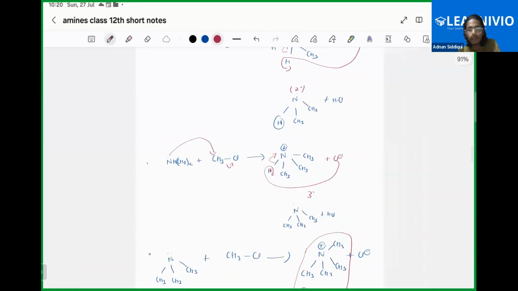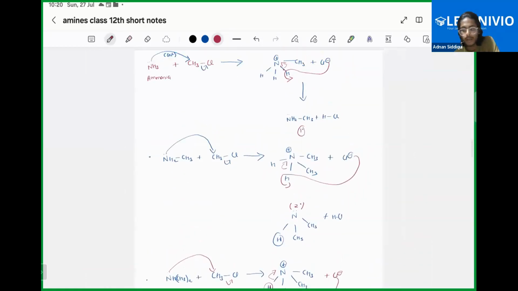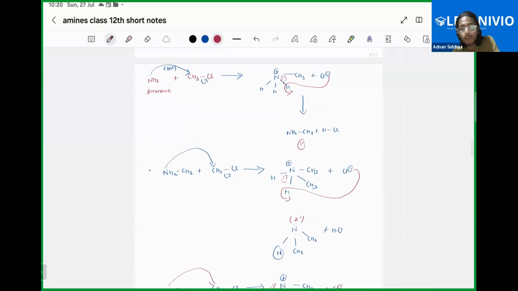So what is the drawback that you can see from this reaction? If you are trying to prepare your amines with the help of ammonolysis, what is the problem that you are going to face? You are going to see that you are getting a mixture of products. Suppose you only want 3 degree amine, or only 2 degree amine, and you are getting a mixture of all of them. So you have to separate them one by one, and it is going to be a hectic task. It will take some time. So this process is not preferred that much.